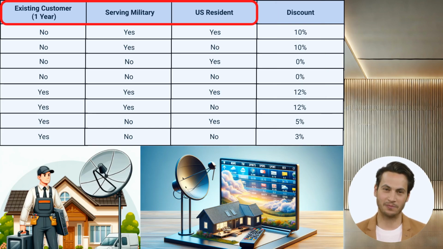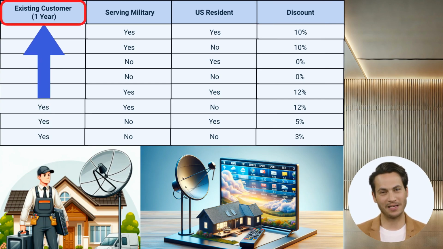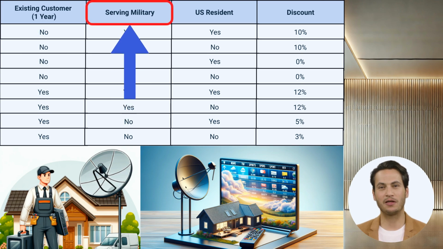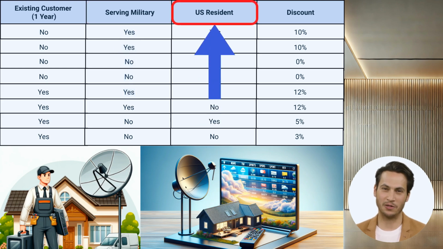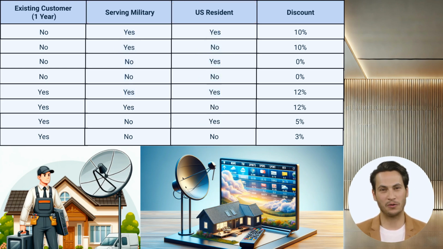In this case, there are 3 conditions. The first column indicates whether this is an existing customer who started using the TV package 1 or more years ago. The second column shows if the customer is serving in the military. And finally, is the customer a U.S. resident? All the rows in this table have unique combinations, which means there are no duplicate tests.